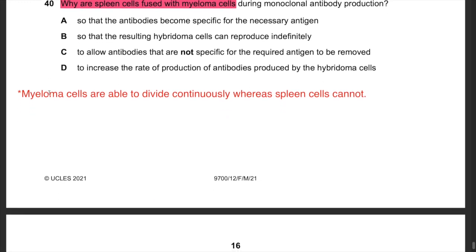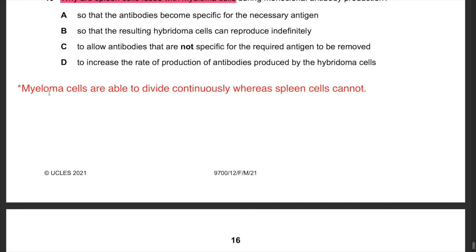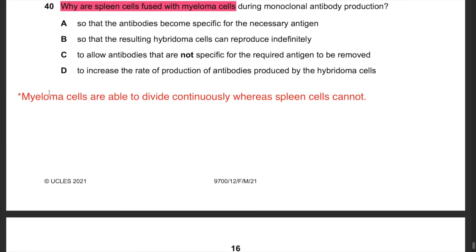Question 40. Why are spleen cells fused with myeloma cells during monoclonal antibody production? Myeloma cells are able to divide continuously, whereas spleen cells cannot. Therefore, in order to result in hybridoma cells that can reproduce indefinitely or a multiple number of times. Therefore, the answer should be option B.